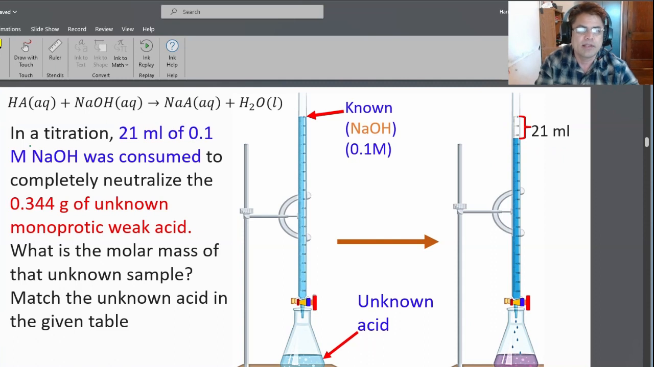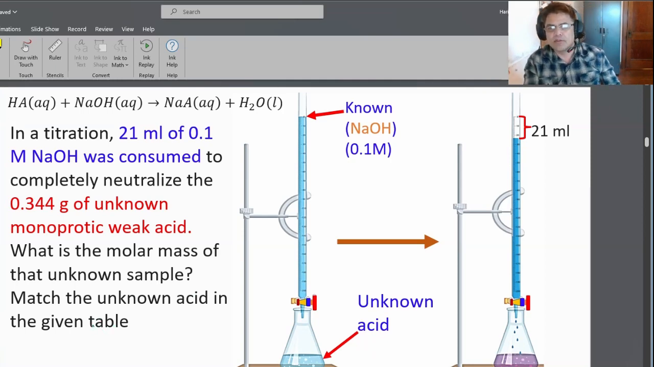This is one example. In a titration, 21 ml of 0.1 M NaOH was consumed to completely neutralize 0.344 gram of an unknown monoprotic weak acid. What is the molar mass of that unknown sample? Match the unknown acid in the given table, the table we saw last time. Now let us do that.